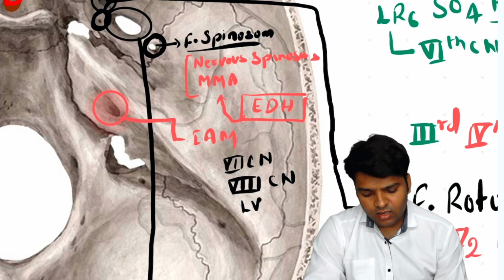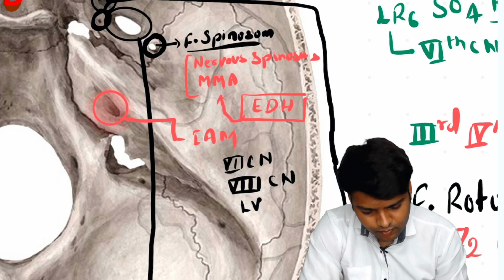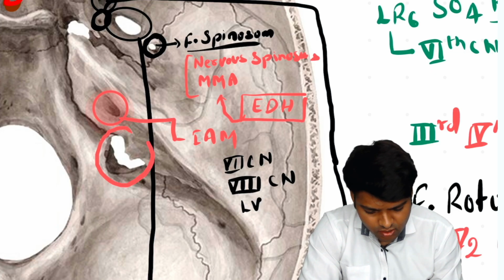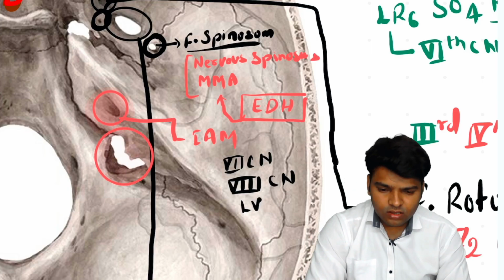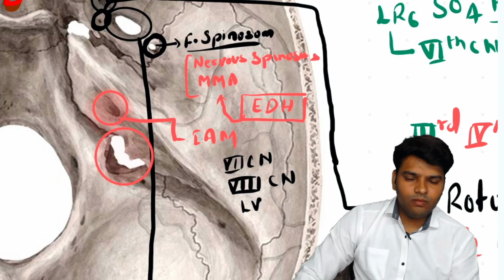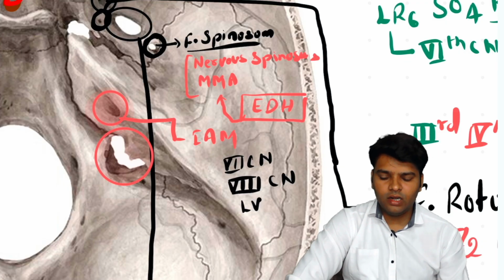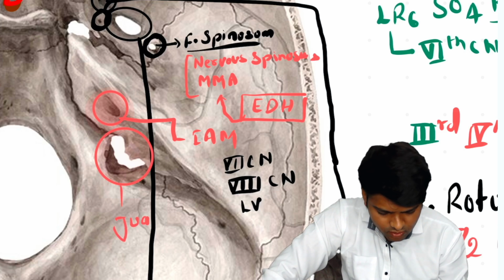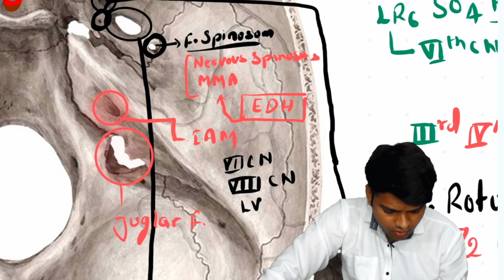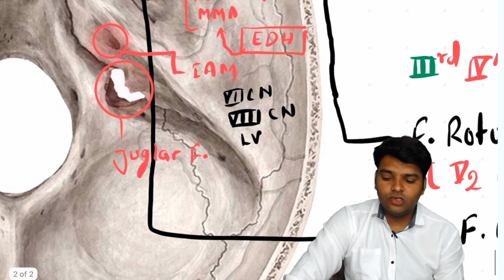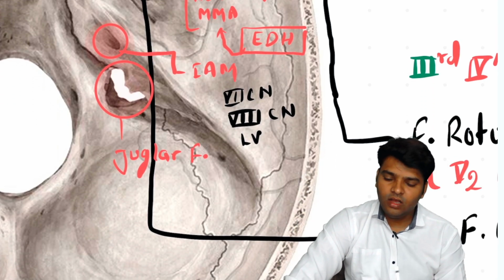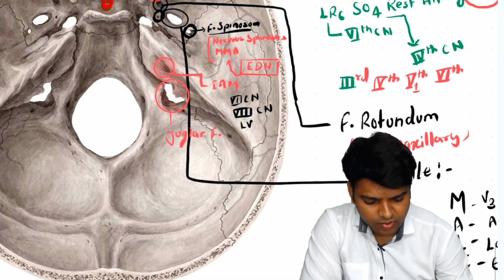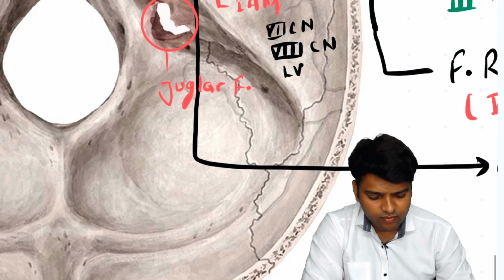And after that, near the internal acoustic meatus, you are able to see this very big opening, which is called the jugular foramen. So what are the structures passing through the jugular foramen? Please note it down.